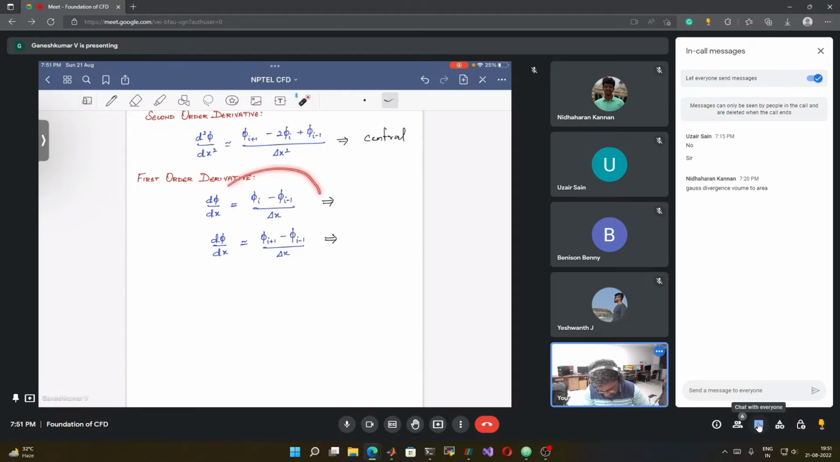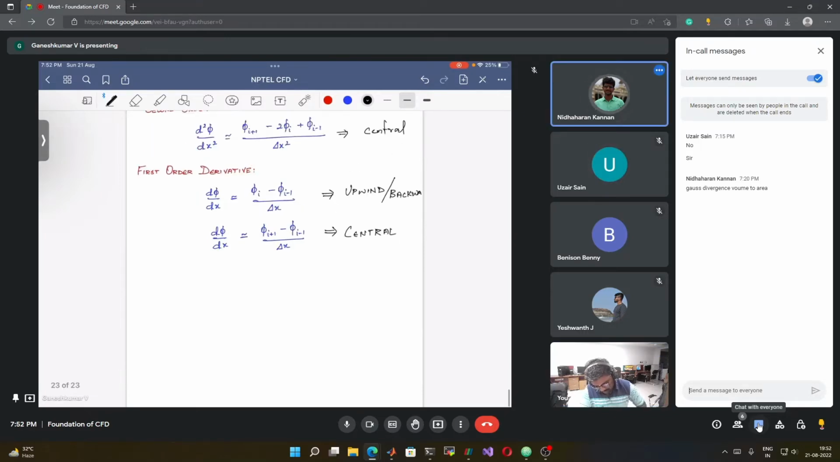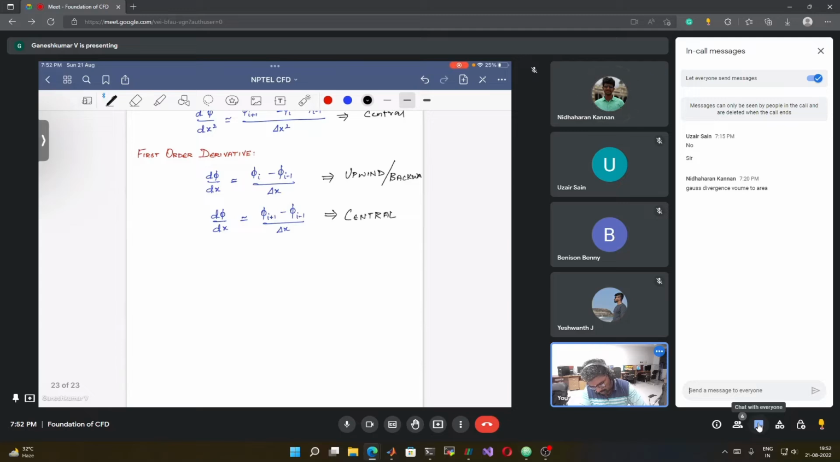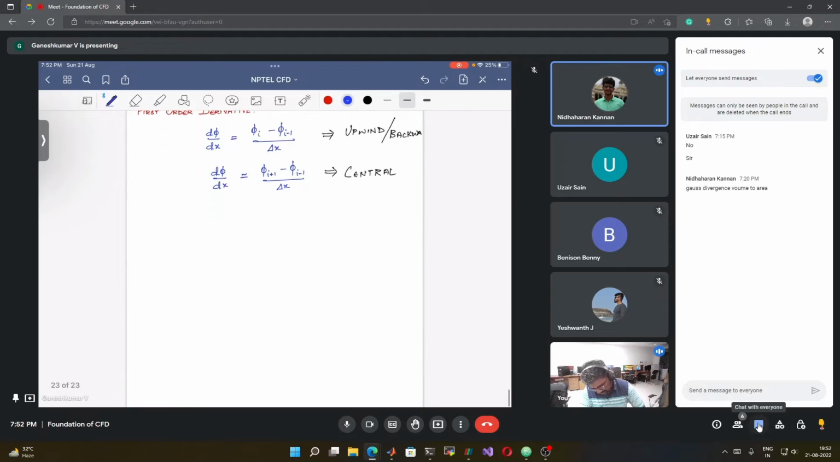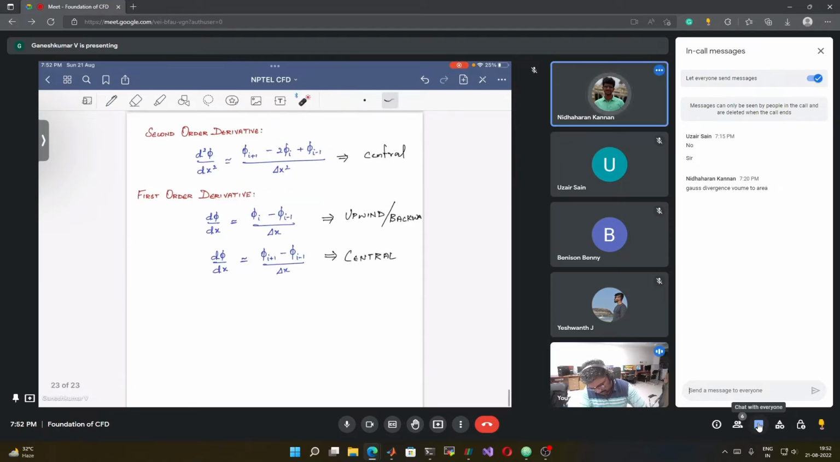So what is this scheme? Forward difference? Backward. Actually, it's backward because you are taking from I minus 1 to I, right? It would be forward if you take from I to I plus 1. This is upwind or backward, and this is going to be central. Central difference. So now there are two ways to model it. There are a few more schemes you can try, but one thing is you can use this for the second order, and for the first order derivative you can use this, right?